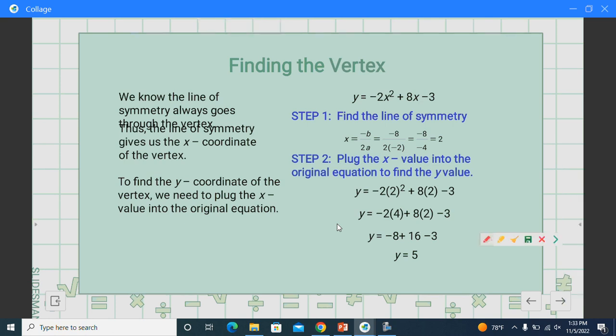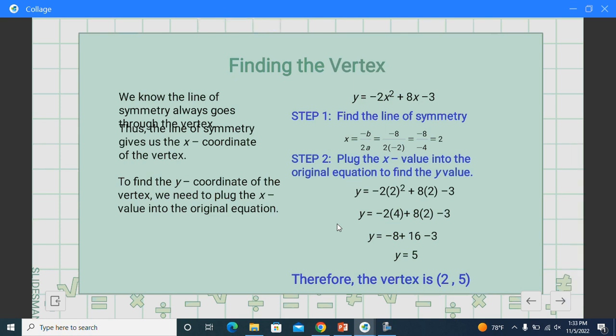That is 2 to the power of 2, that is 4. And now we have negative 2 times 4, it's negative 8, and 8 times 2, it's 16. Minus 3, and negative 8 plus 16 minus 3, that gives us y equals 5. Therefore, the vertex is 2, 5.